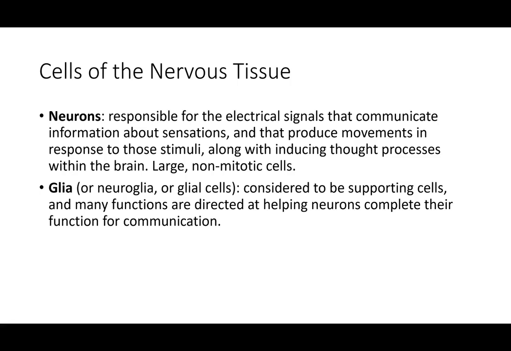And these are very large non-mitotic cells. So these cells do not undergo mitosis. So they are not making daughter cells. Glia, on the other hand, also known as neuroglia or just glial cells, these are thought to be mostly just support cells, and so their job is largely to help neurons do their jobs, essentially, and keep them healthy and stuff like that.